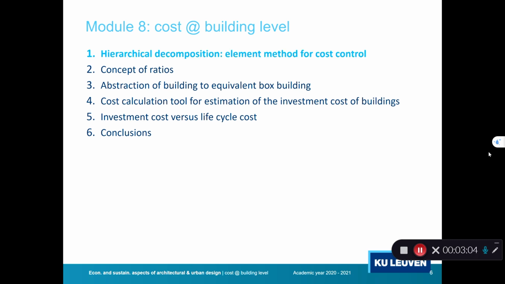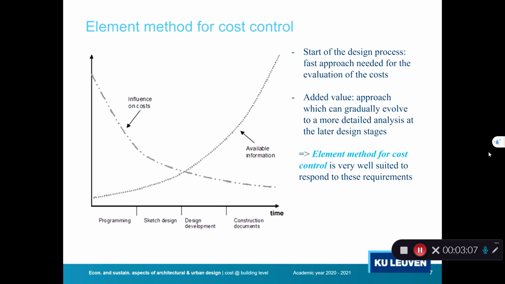So first, let's have a look at the element method for cost control. When we look at the design process, it evolves over time. Typically, the design process goes from the programming phase, where the function of the building is determined, where all the parts that are needed to fulfill these functions are defined. In the sketch design, these are further elaborated by taking important decisions regarding the building form, layout, orientation, window to wall ratio, and so on. And further on, the design is further detailed by choosing specific materials, certain connections between elements, a certain height of a floor, and so on.